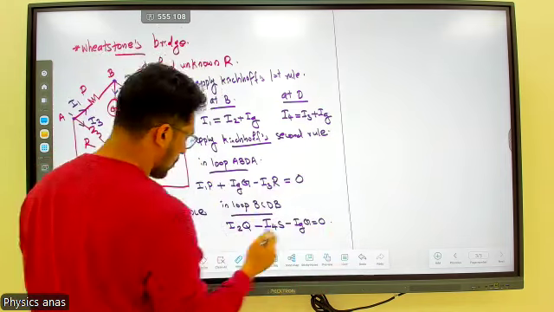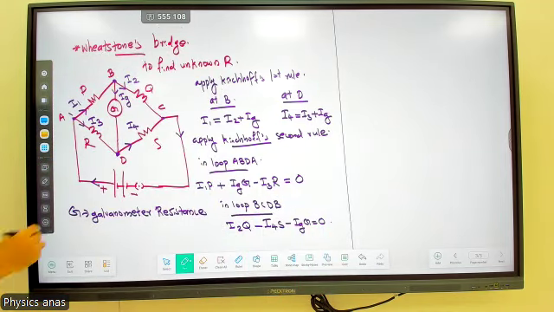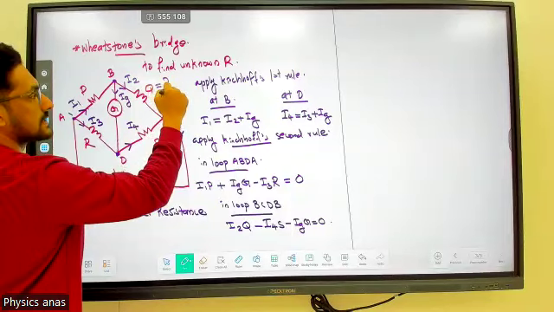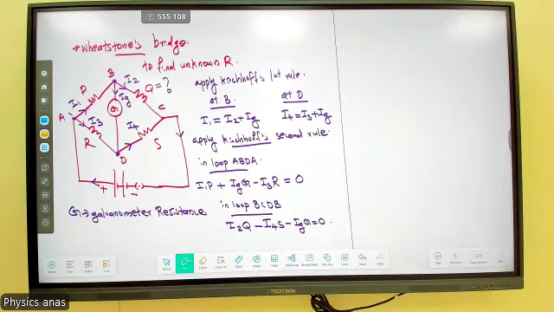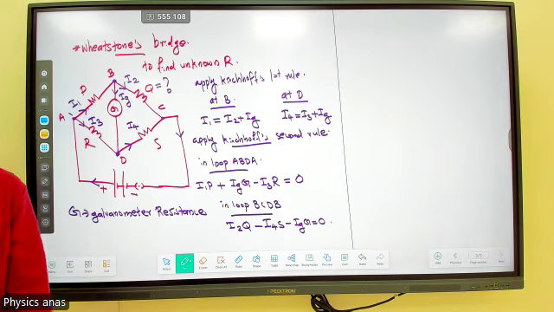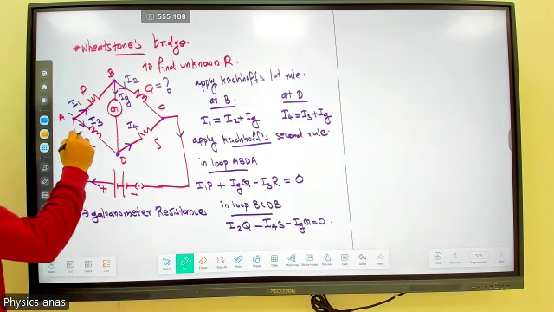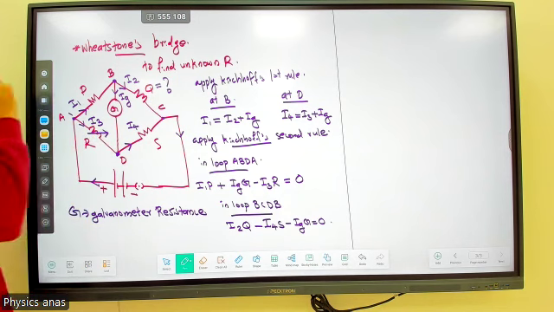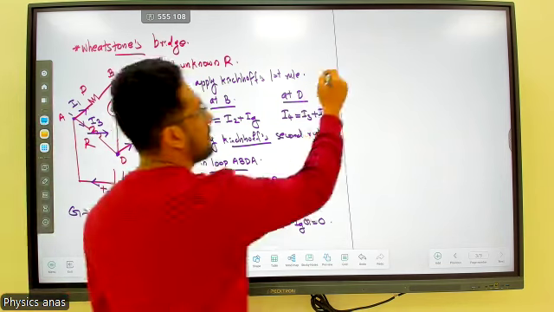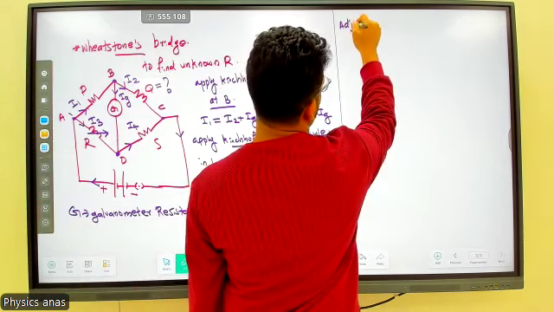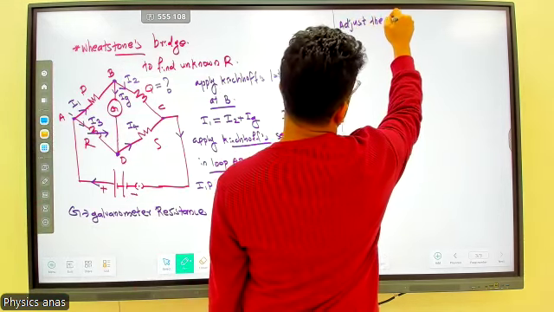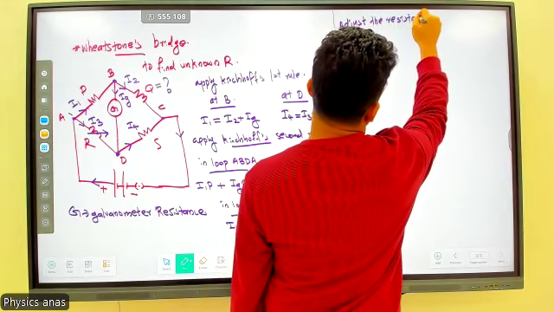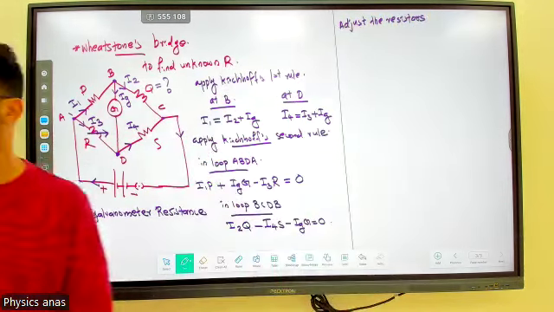Okay. Now, what is the next step? Imagine Q is the unknown resistance. How to find this unknown resistance? We can adjust the resistors. Maybe this resistor is a variable resistor. So the next point will be to adjust the resistors.